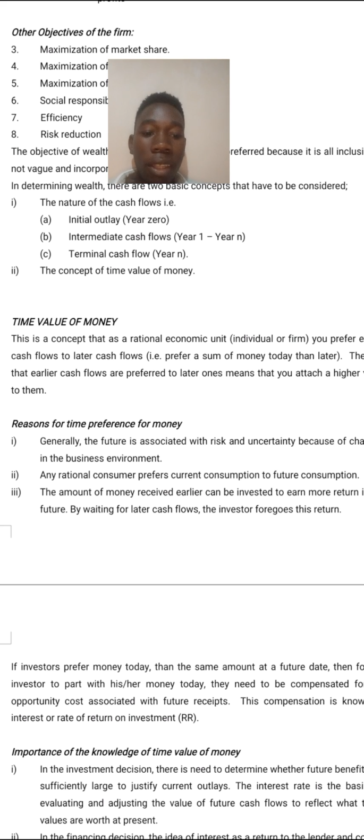Then another one, preference for consumption. You prefer money because you want to consume, you want to transact. Maybe you want to buy your girlfriend an iPhone, a phone, or something like that. Therefore, you will prefer money now than at a later date. You see? There is a Ugandan saying, mbala zindi mungalo. You get? Yeah, that is it.